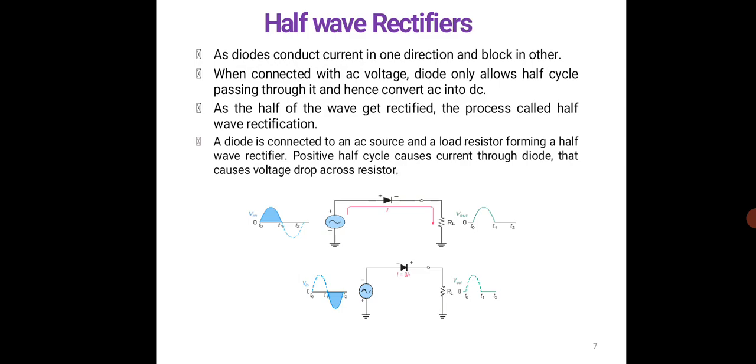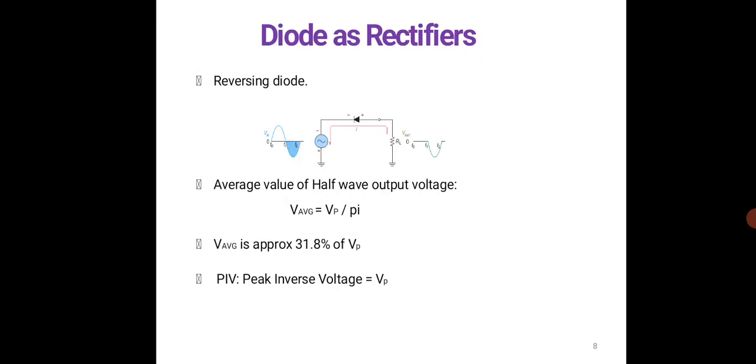When connected with AC voltage, the diode only allows a half cycle of it to pass, and hence it converts an AC into a pulsating DC. As half of the wave gets rectified, the process is called half wave rectification. A diode is connected to an AC source and a load resistor, forming a half wave rectifier. The positive half cycle causes the current to flow through the diode, which causes a voltage drop across the resistor.